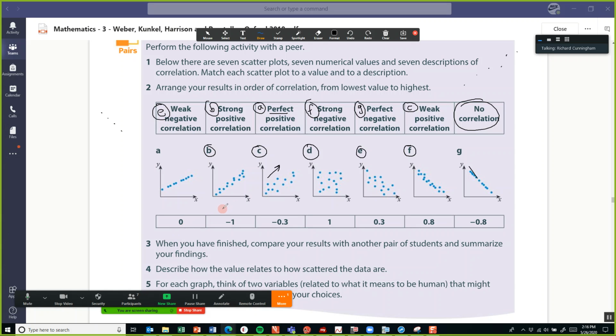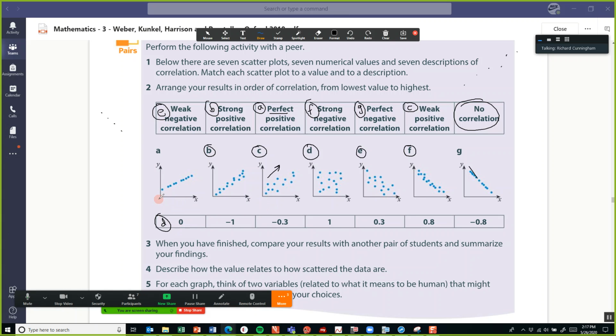Now let's see which one would be easiest. If it's got no correlation at all, which number do you think would best represent that? D, yeah, because it's just completely random. Now, this has got no correlation, so we would say that this one, D, would be good for that because it's got zero correlation.